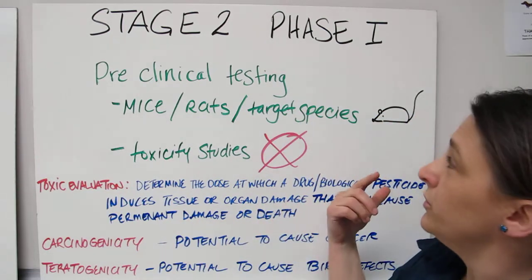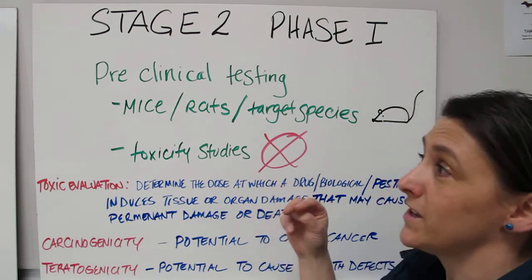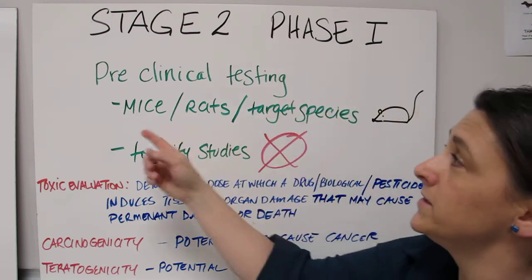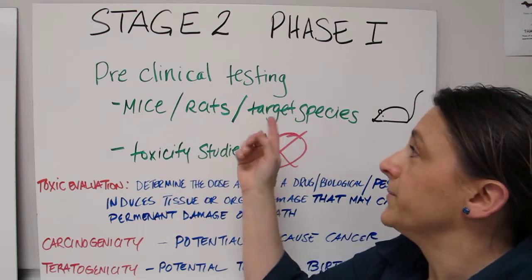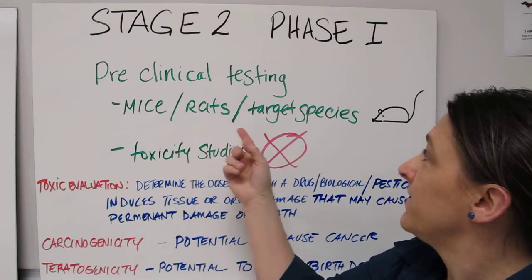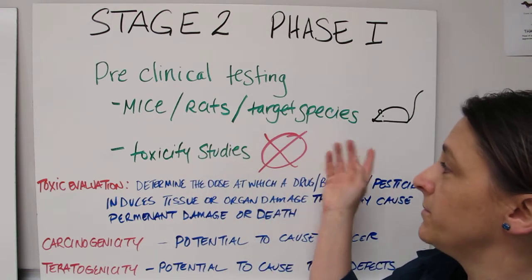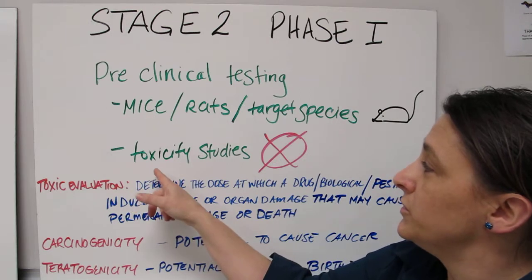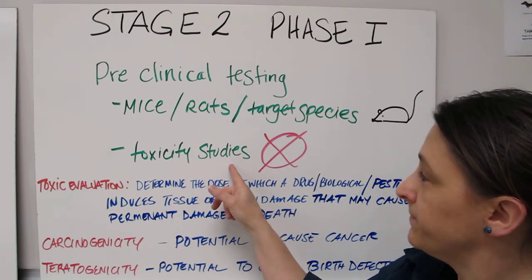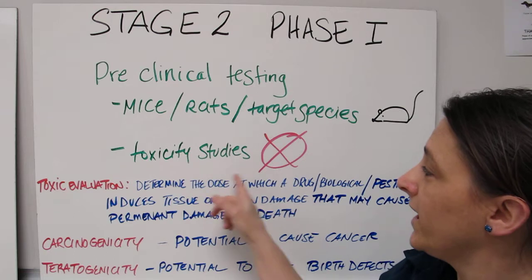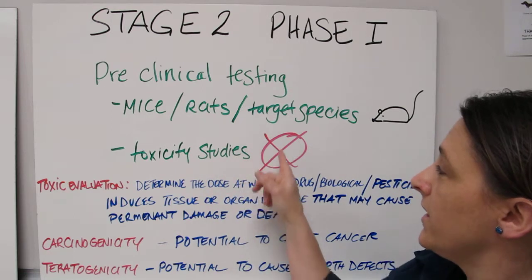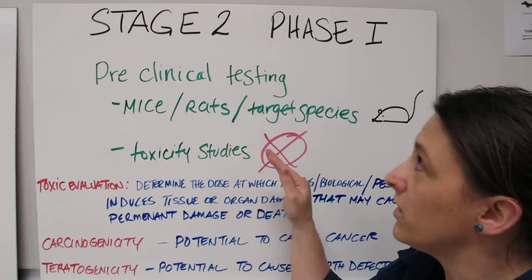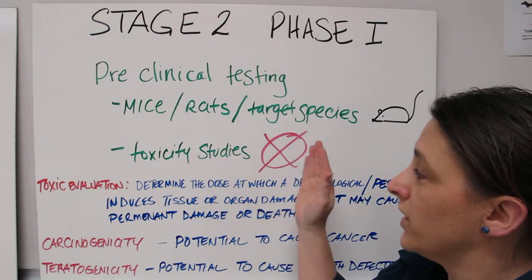At stage 2, there's 2 phases kind of in stage 2. There is phase 1, and this is when they do preclinical testing. They use mice, rats, they may use a target species depending on what it is. They also start to do toxicity studies at this point. So if at any point there is any toxicity, it stops right here. They do not go any farther in developing the drugs.